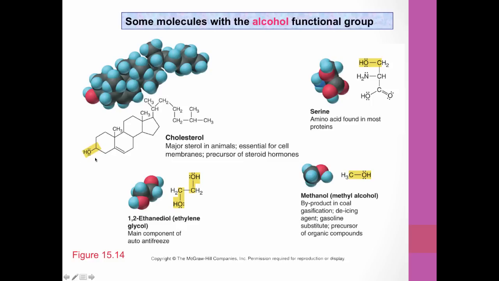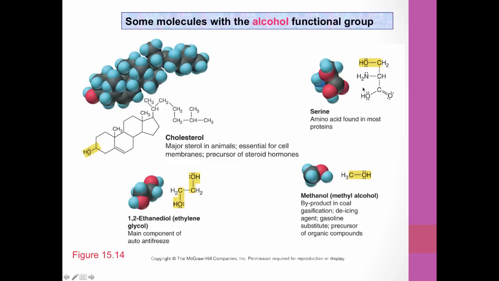And you can see here's my alcohol group here. Serine is an amino acid found in protein. So I said the amino acid group was going to become important later on. So here's my amino group.